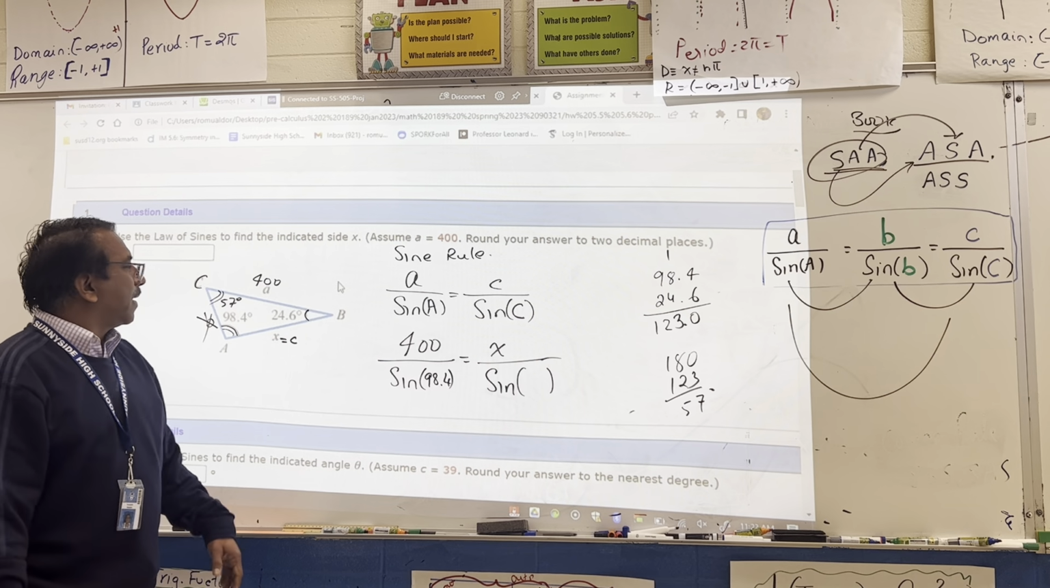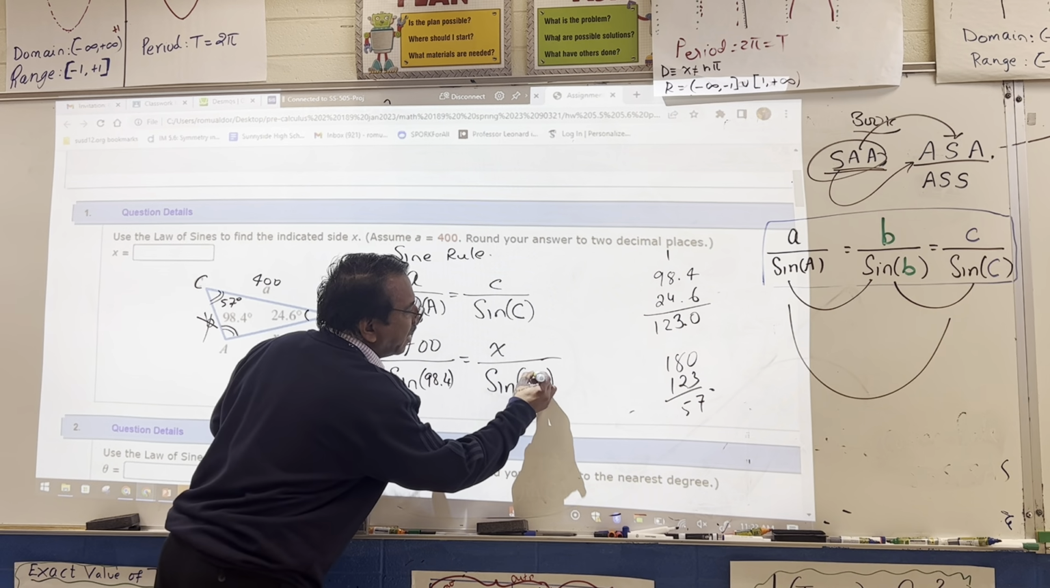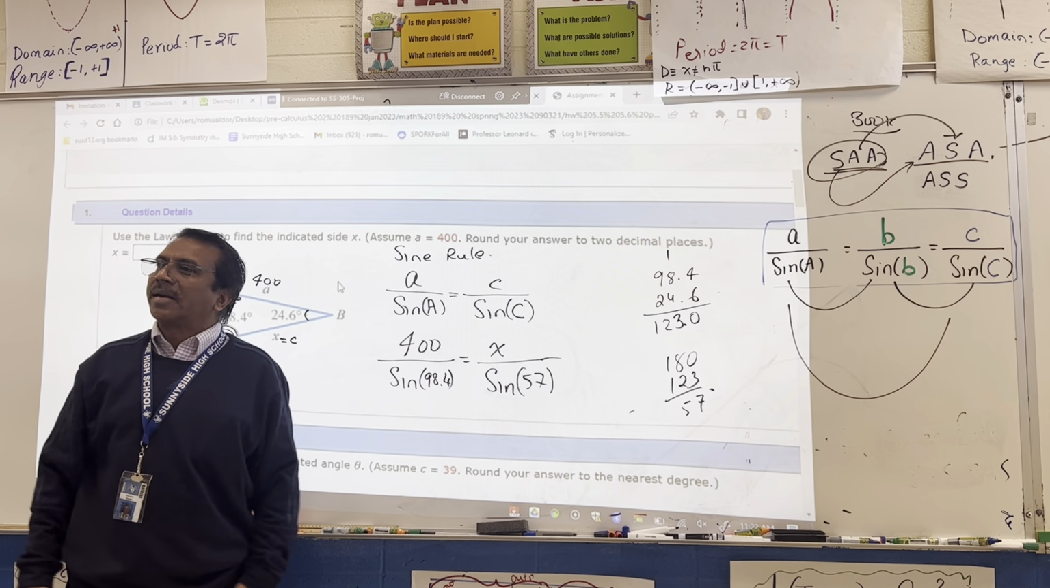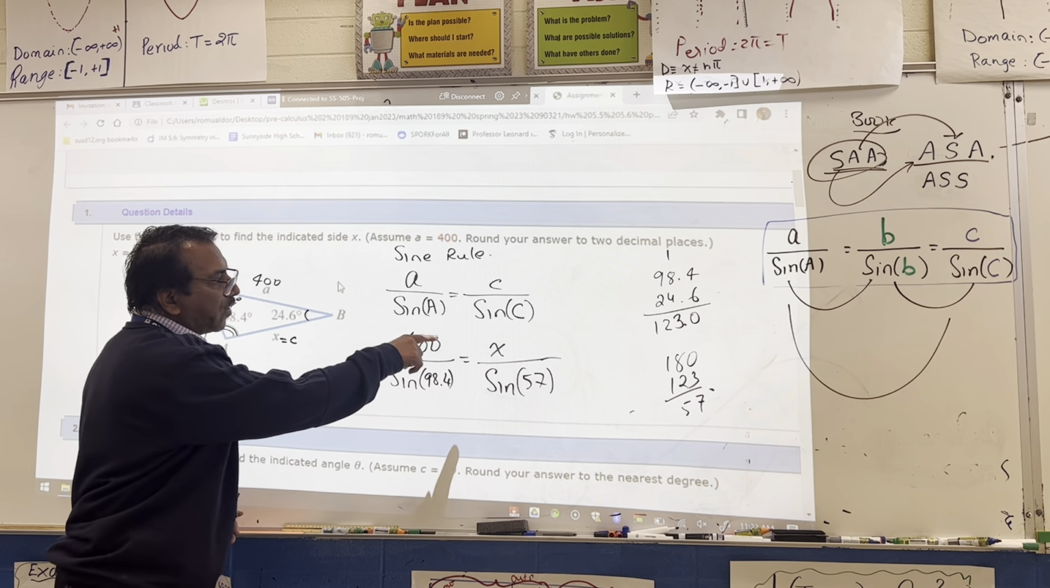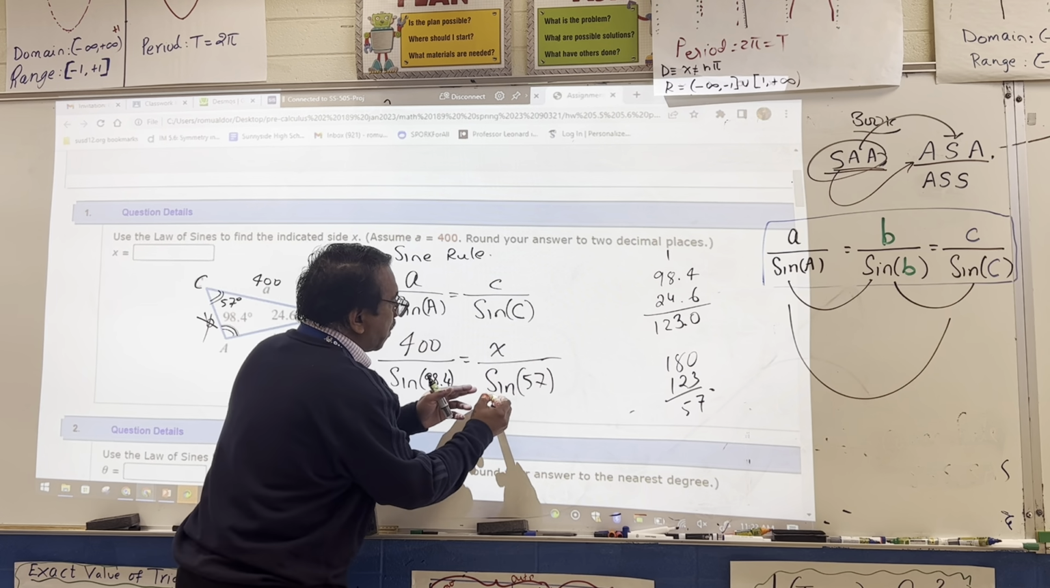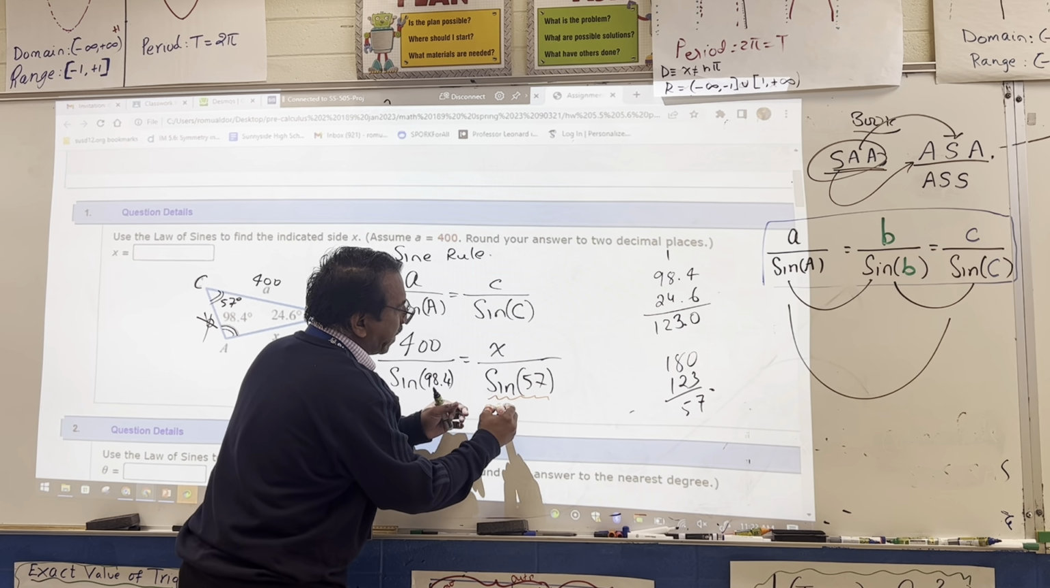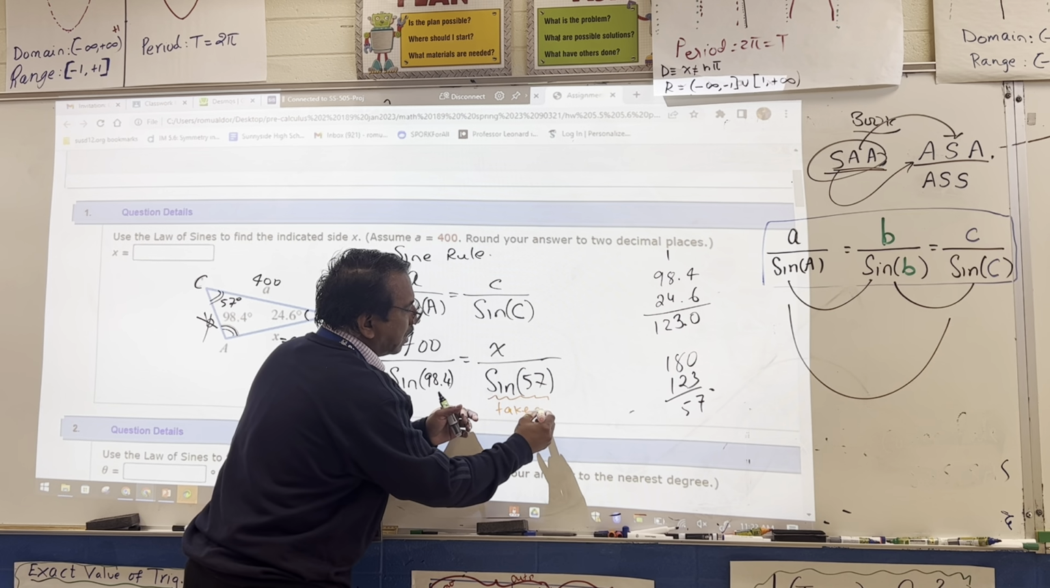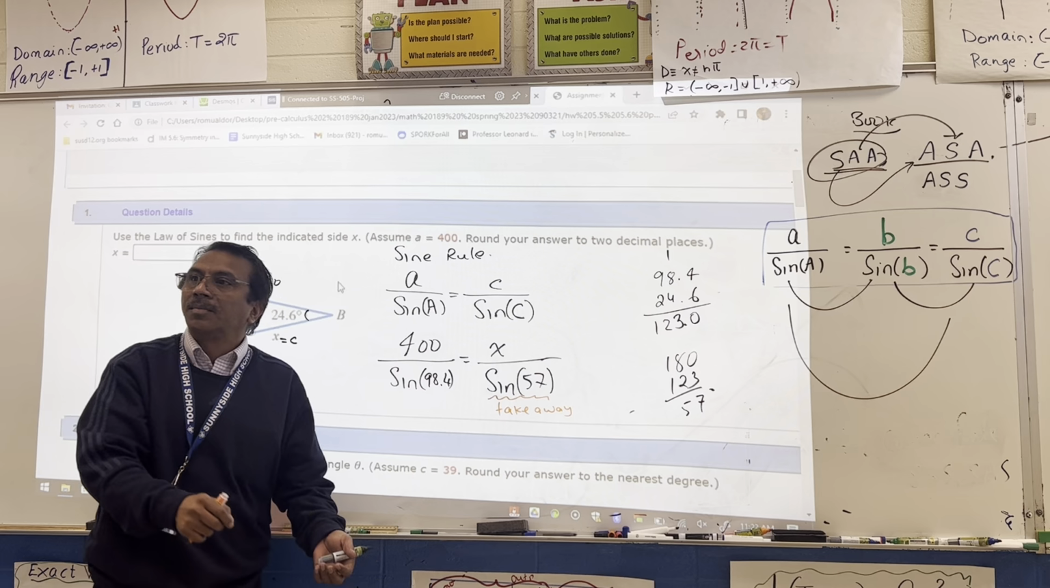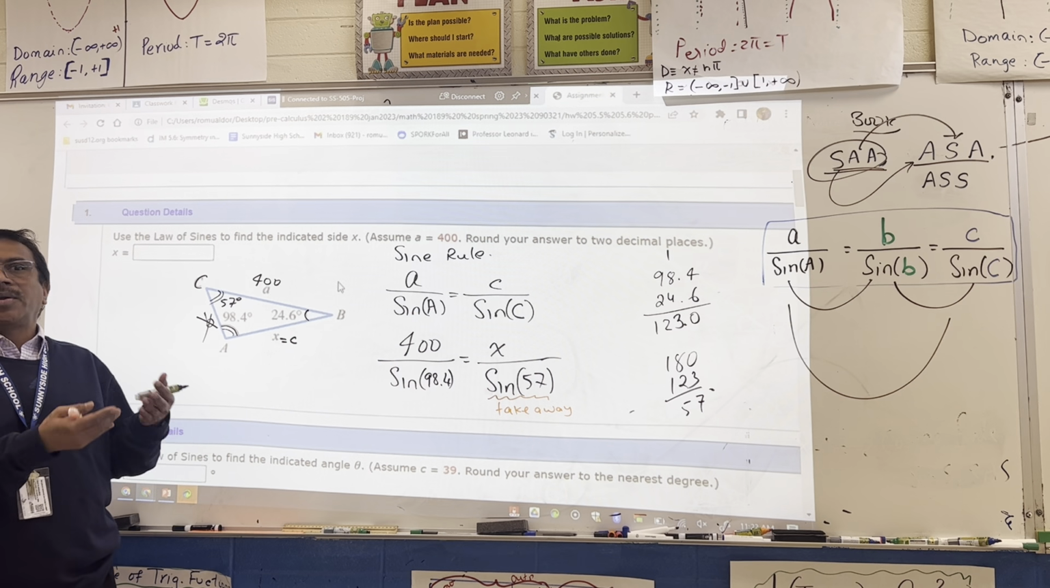Okay, and then, so what do I put here? 57, right? And then next is everything the calculator does. The only thing you have to do is solve for x. You don't want this, so this has to be taken away. How do you take away this? How do I take away this? Both sides, what do you do? Multiply.